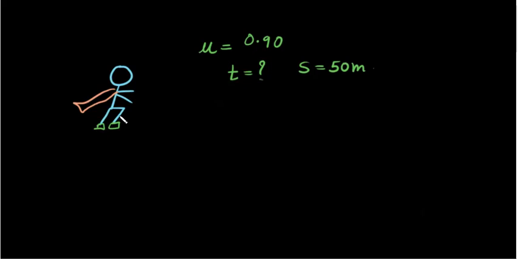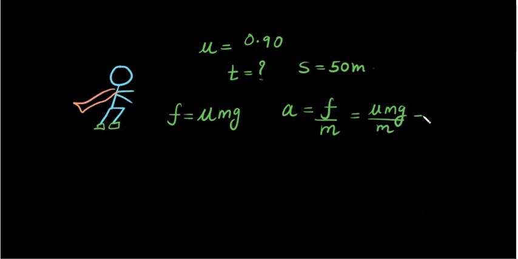Now, if Superman is running with these shoes, the maximum frictional force in the direction of his motion will be μmg. This is the frictional force that is causing Superman to move forward. Now the acceleration a is equal to F by m. So we have the acceleration, which is μmg by m, that is equal to μg. So we got the acceleration as μg.